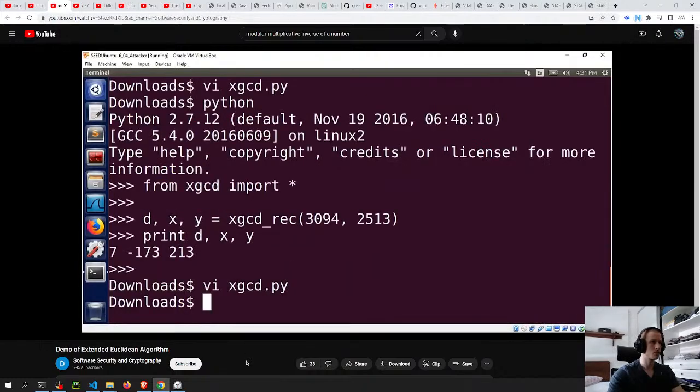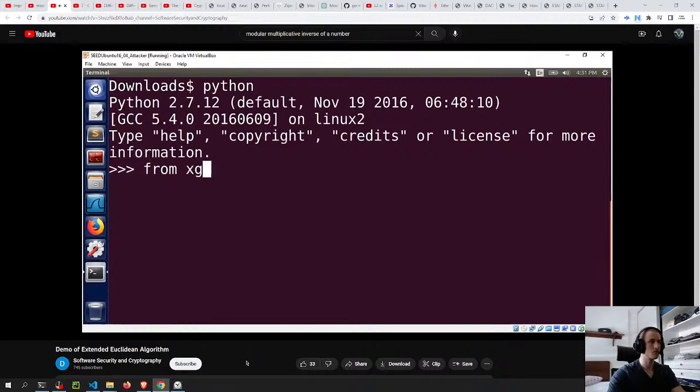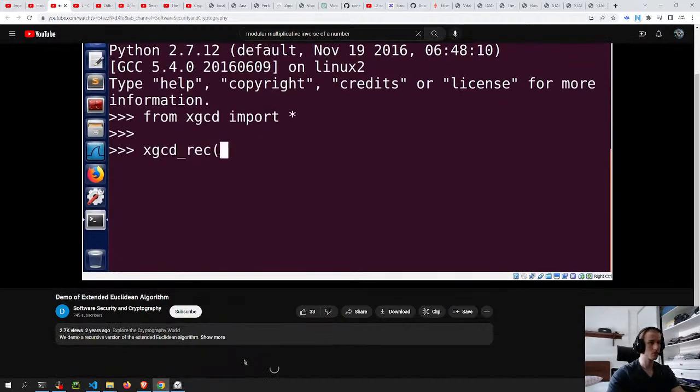And now I can show you some implementation, some runs. I will start my Python; my program name is xgcd. I will import all of the things, and I will just call my recursive version of extended GCD, because I also wrote a non-recursive version, but that's a little bit more complicated than the recursive version.